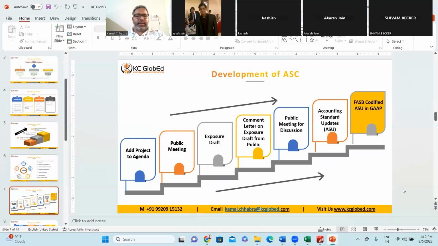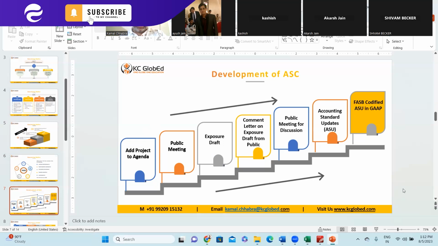And how is the accounting standard codification developed? First is the agenda. How is this agenda crafted? They take inputs from the industry: what are the accounting matters and accounting issues in the respective industry. Then they hold a public meeting to discuss and identify those accounting issues. Then they draft an exposure draft and issue it to the public domain again for comments. After that, they hold a public meeting for discussion, and then accounting standard updates are made.